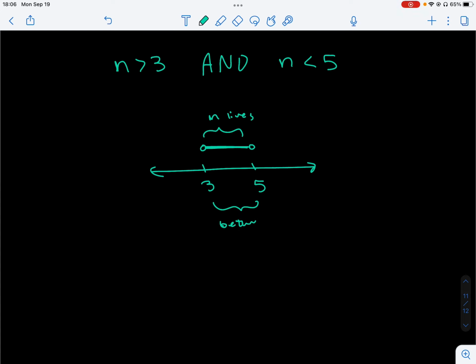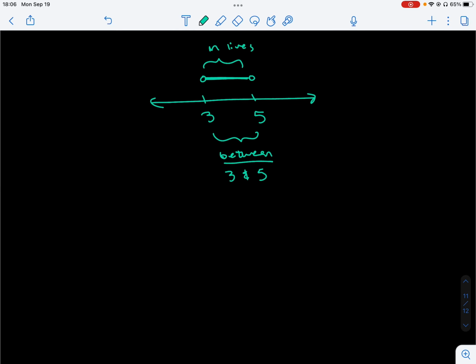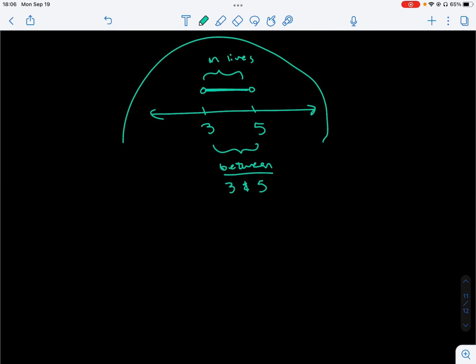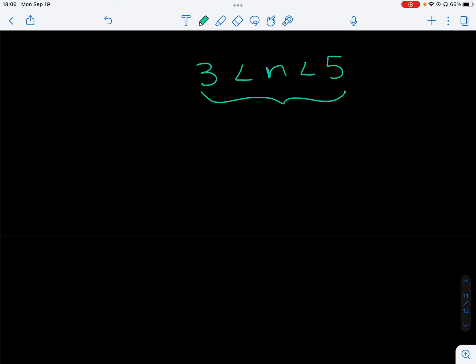Between 3 and 5. Now this is fun and good. However, this language that we're using here, when we say n lives between 3 and 5, well, often in math, we write this as the following. n is between 3 and 5. n is greater than 3, but also less than 5. It's kind of boxed in here. It is what we oftentimes say bounded by 3 and 5.